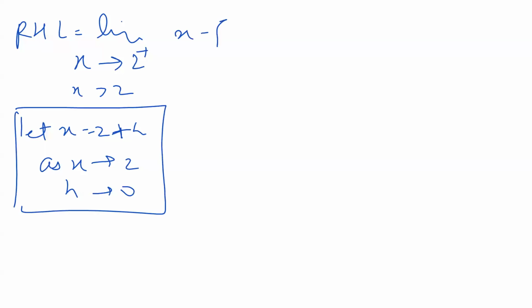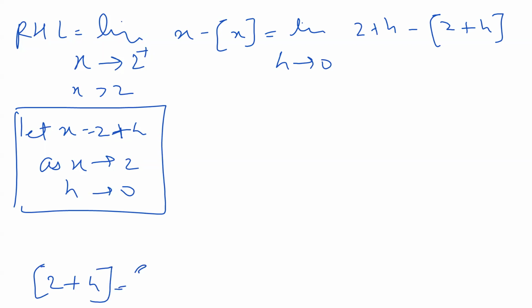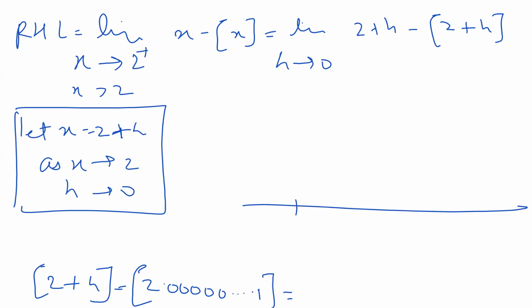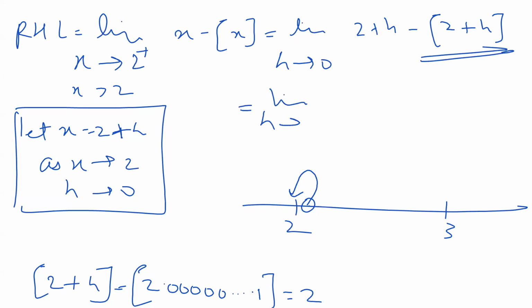Okay, x minus box of x. So 2 plus h minus box of 2 plus h. Now 2 plus h is a very small value added to 2. So if that value is added to 2, it will become 2.0001. So this is 2 and this is 3. This is 2.001, something like that after 2. So greatest integer of that will be the integer which is to the left. So the answer is 2. So the answer of this is 2. So limit h approaching towards 0, 2 plus h minus 2. 2 gone. So the answer is 0.